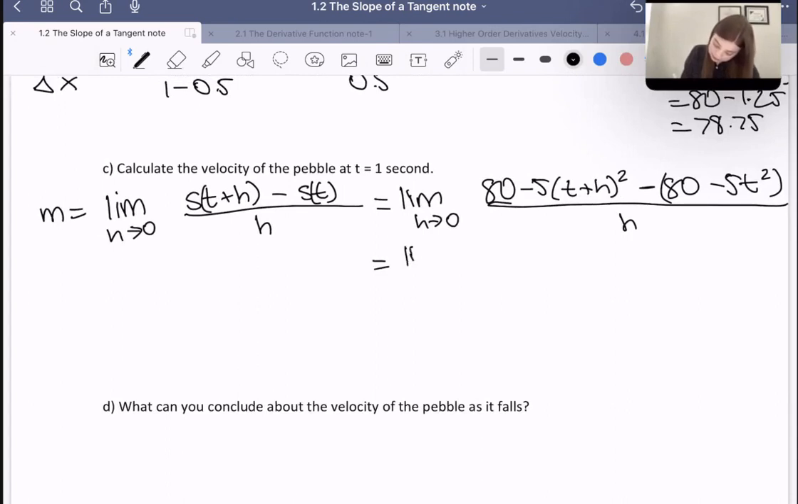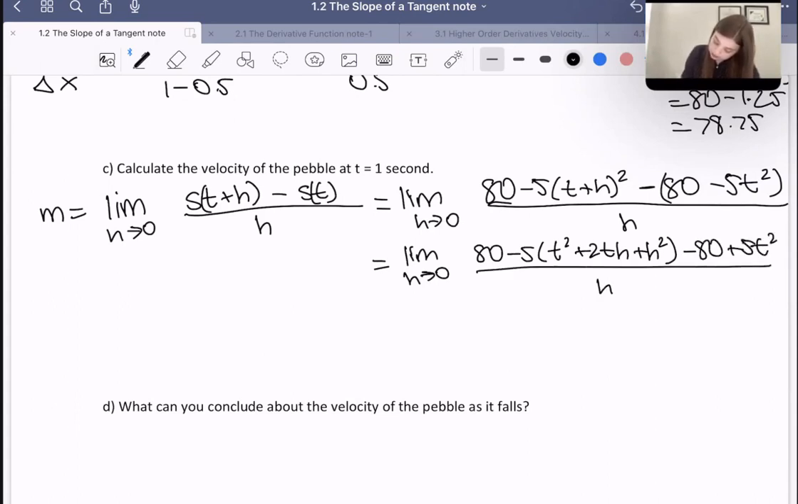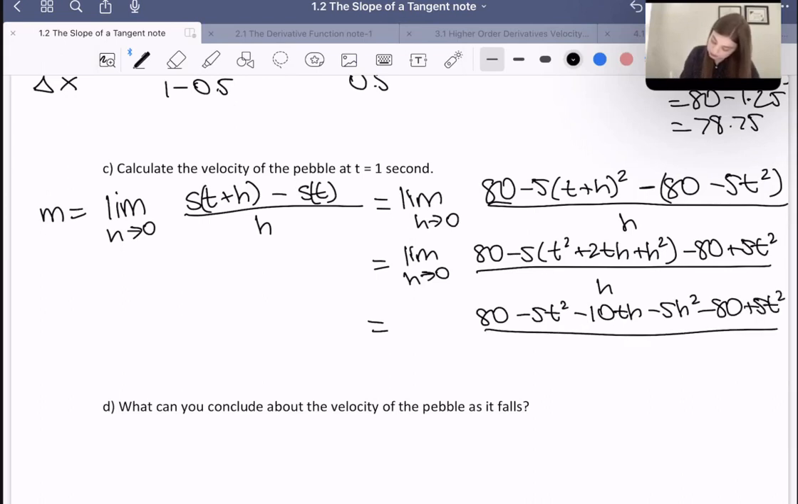So here we would have the limit as h approaches 0, 80 minus 5 times t squared plus 2th plus h squared, minus 80 plus 5t squared, all over h. That's going to be equal to 80 minus 5t squared minus 10th minus 5h squared minus 80 plus 5t squared. Okay, so 80 minus 80 gives us 0, so we're going to cancel those out. Minus 5t squared plus 5t squared, let's cancel those out.